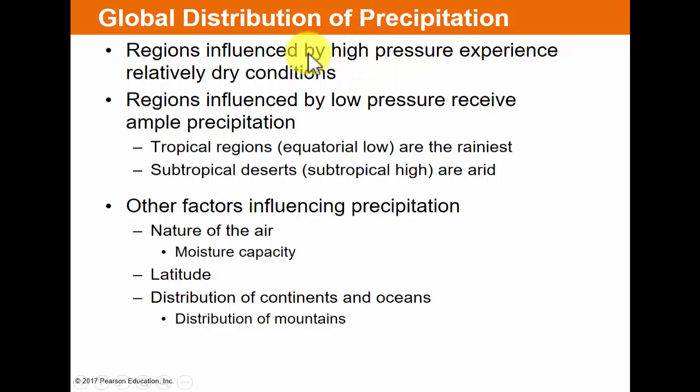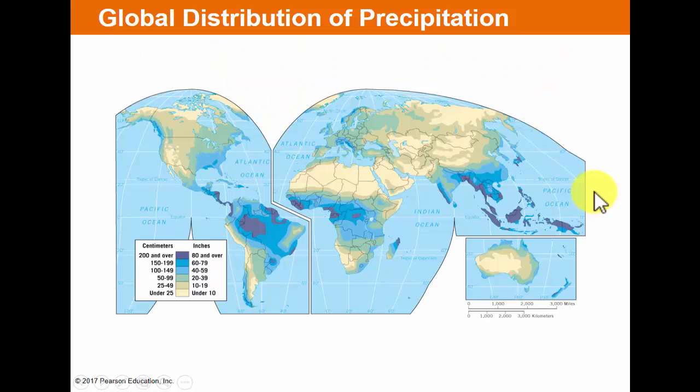Now there are other factors influencing precipitation. Warm air is going to have way more moisture. Cold air is going to have almost no moisture in it. Of course, the latitude determines your temperature. Low latitudes are going to be warmer. High latitudes are going to be colder. And also, the distribution of continents and oceans has a lot to do with how rain and temperature work. So this is kind of an idea of the global distribution of precipitation.